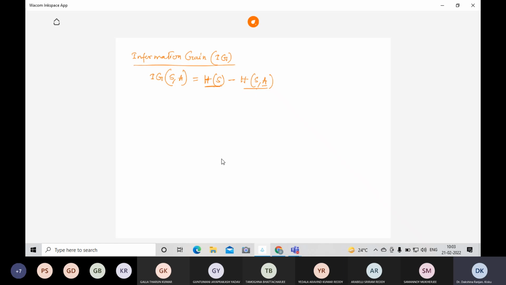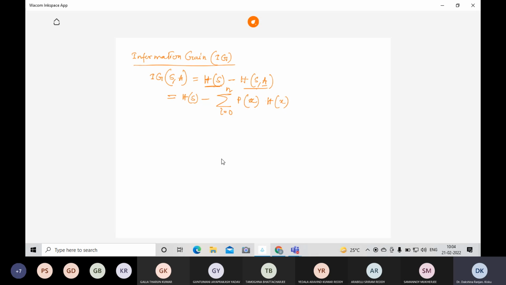Further, this can be derived as H of S minus the summation for i equals 0 to n of probability of x times H of x. Here x represents a particular feature or attribute, and H of x represents the entropy of that feature. And what is i here? Here we are taking the summation for i equals 0 to n, and i represents a particular value of that attribute.